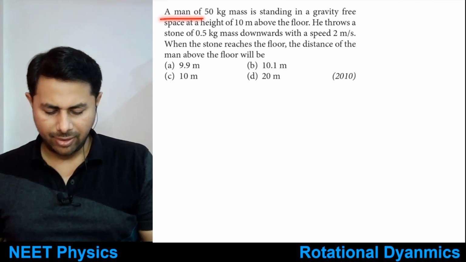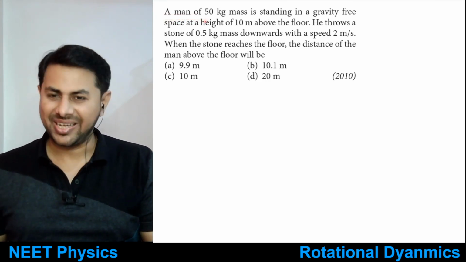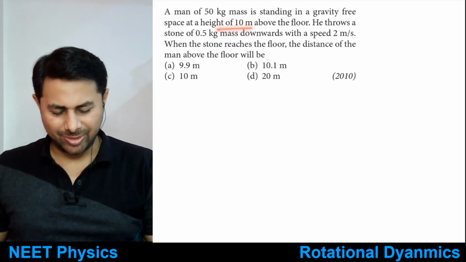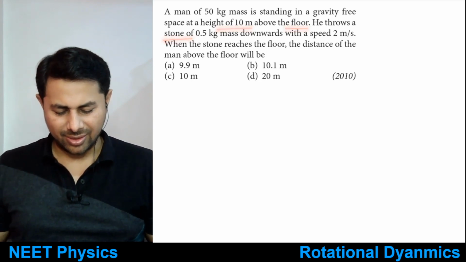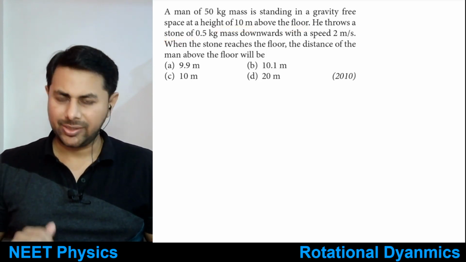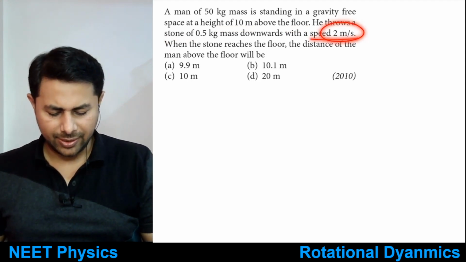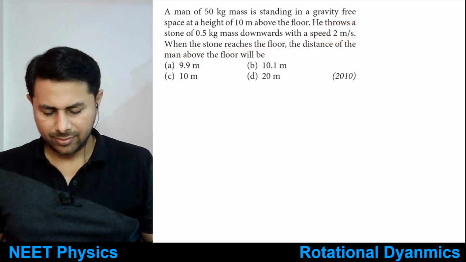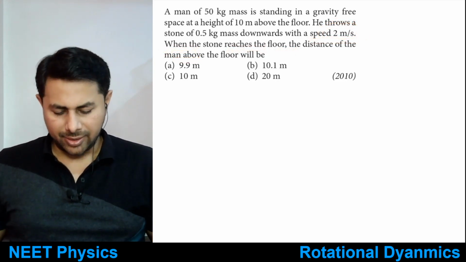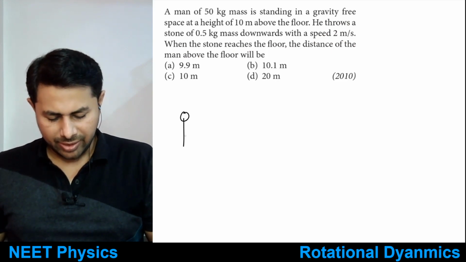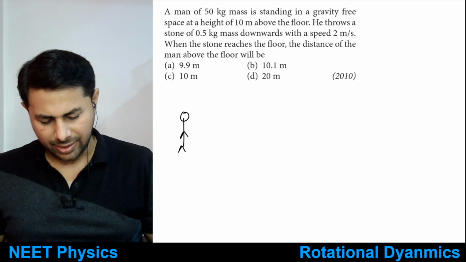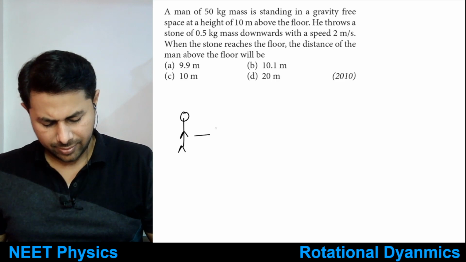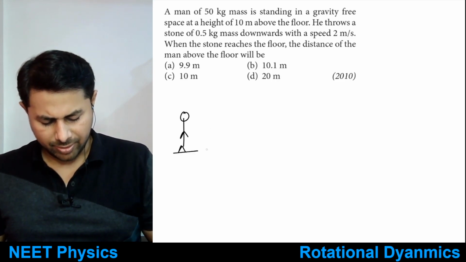Let's see this one. A man of 50 kg mass is standing in gravity free space. At a height of 10 meter above the floor, he throws a stone of 0.5 kg mass downwards with speed of 2 meters per second. When the stone reaches the floor, the distance of man above the floor will be. Alright, so man is standing in a gravity free space at height of 10 meter above the floor.